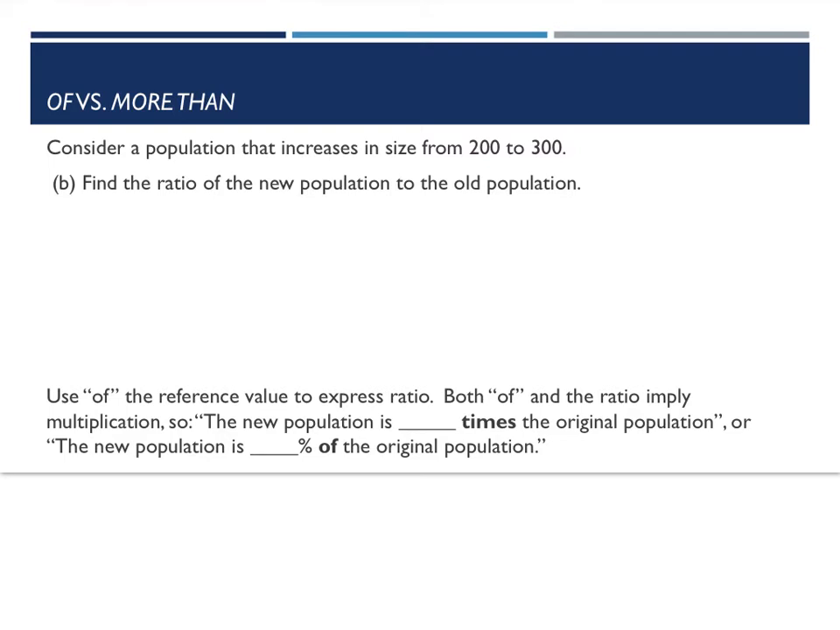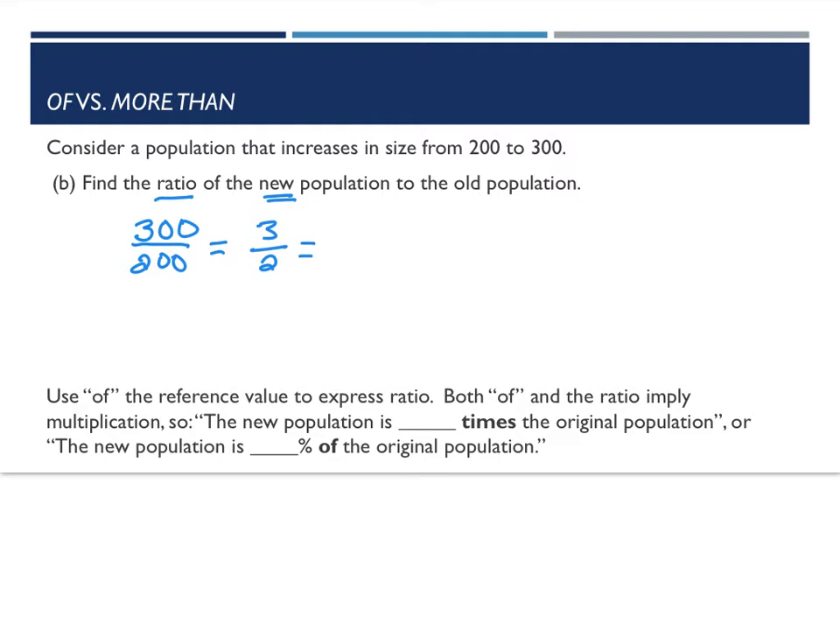Let's look at it another way. This says write a ratio of the new population to the old population. Now recall, ratio means that we're just going to make a fraction. New population to old population means the new population goes on top. New population was 300. The old population was 200. Now, if I do that on my calculator to reduce it, it's 3 over 2.